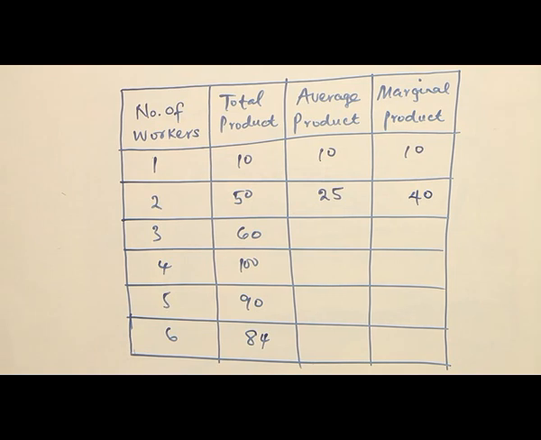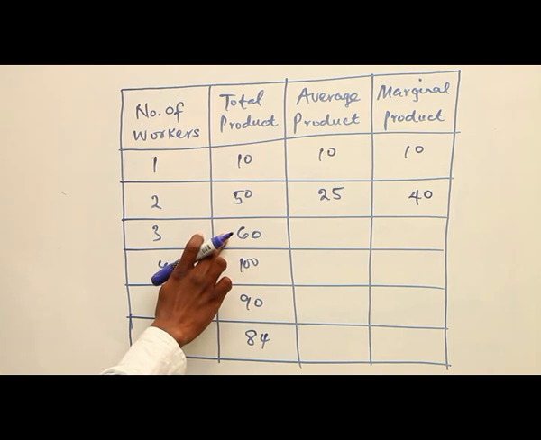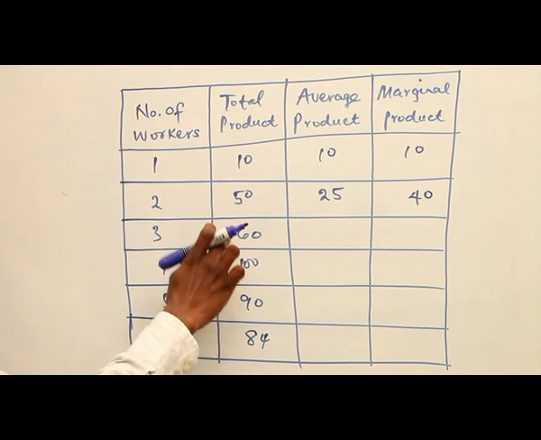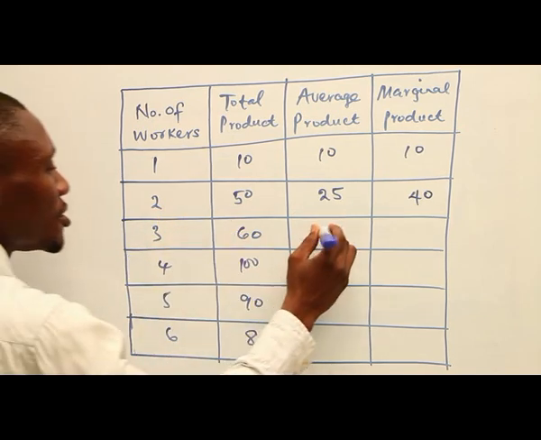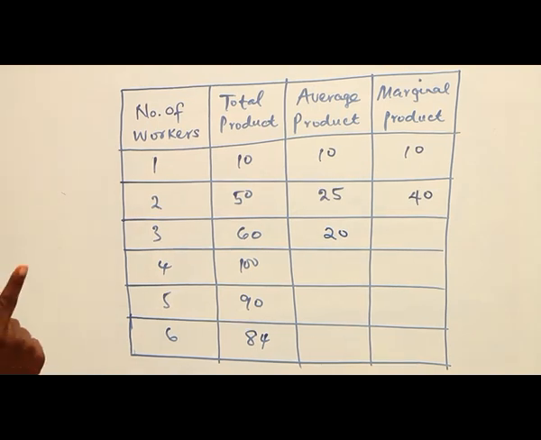The firm further increases its production with an additional worker, making it 3 workers. Now when 3 workers are used towards production of a particular commodity, 60 units were produced. What is going to be the average? 60 divided by 3 will give us 20. That is, output per unit of the variable input, which is worker, happens to be 20.